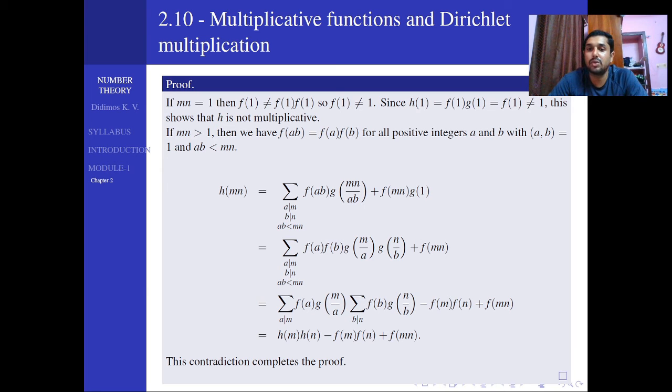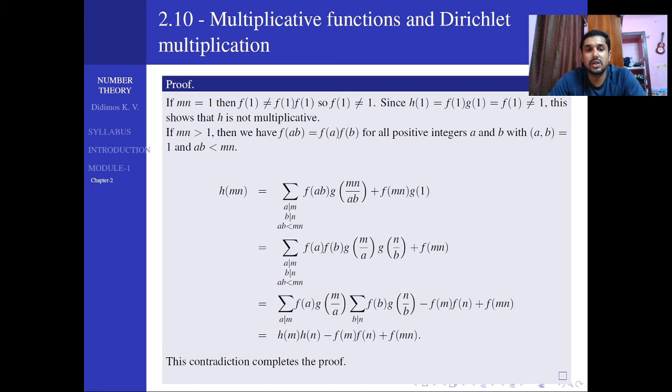That is equal to f of 1 because g is multiplicative. Our assumption is g is multiplicative, f is not multiplicative. So f of 1 into g of 1 is equal to f of 1. That is not equal to 1 from the previous sentence. This shows that h is not multiplicative, that is f star g is not multiplicative. So what you have proved is if mn is equal to 1, that is the least possibility.